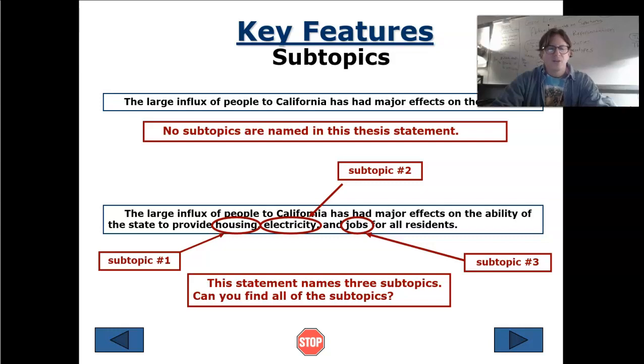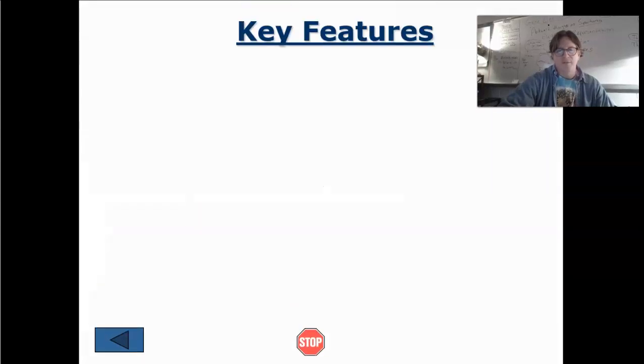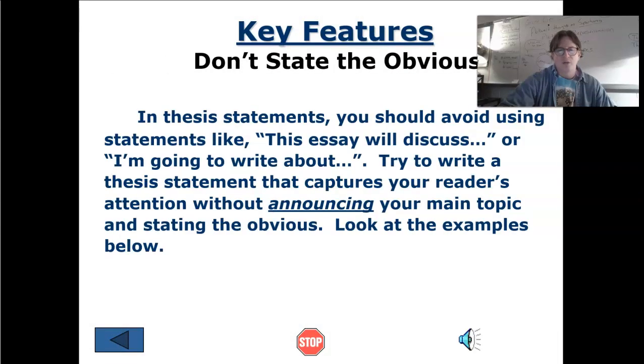Subtopics. The large influx of people to California has had major effects on the ability of the state to provide housing, electricity, and jobs. This tells us that one paragraph will be about housing, one paragraph will be about electricity, and one paragraph will be about jobs. Okay? And it also helps you to know what you're going to be discussing in your body paragraphs. So you've got to have subtopics. You need to lay out in your introduction essentially which paragraph is going to be about which topic. Okay? And they go in order.